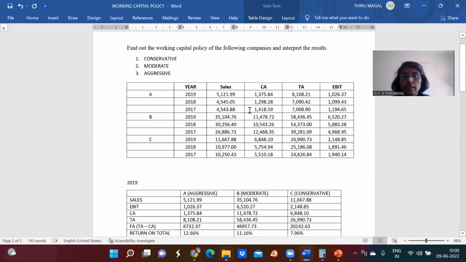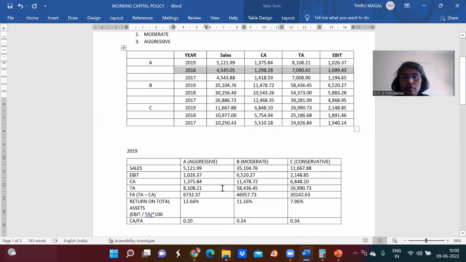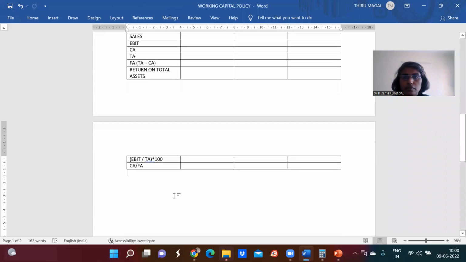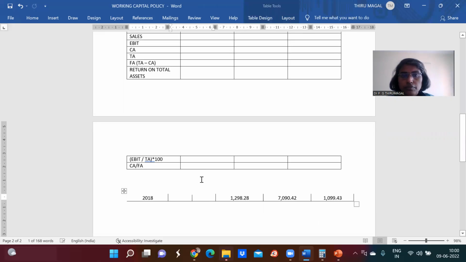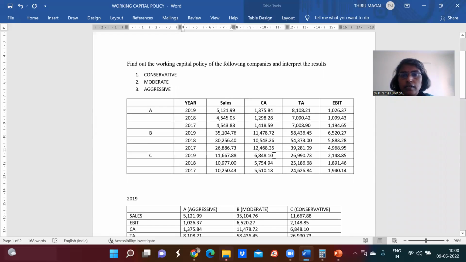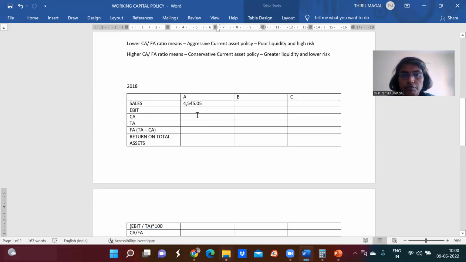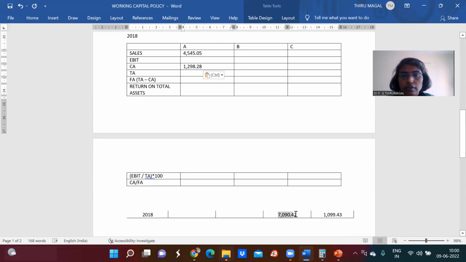Let us take 2018 data of this company, company A. The sales data is this one, 4585. The next data is current assets, total assets, and EBIT. So this is current assets for 2018 for company A. This is total assets. This is EBIT. So this is the data we have used for company A.